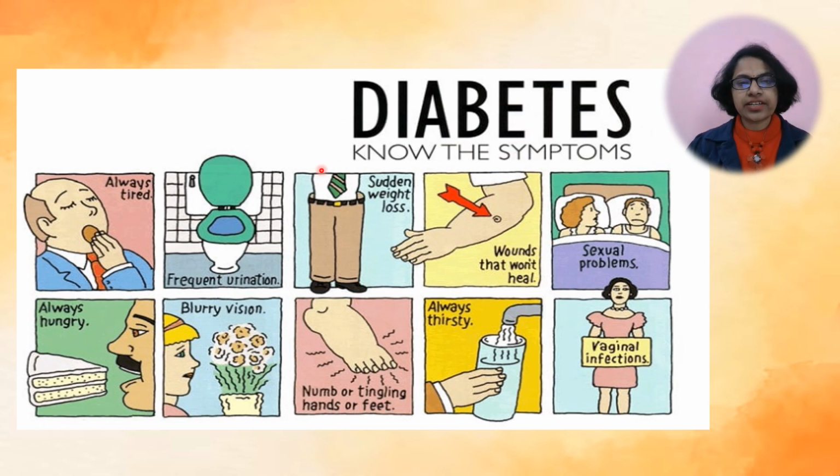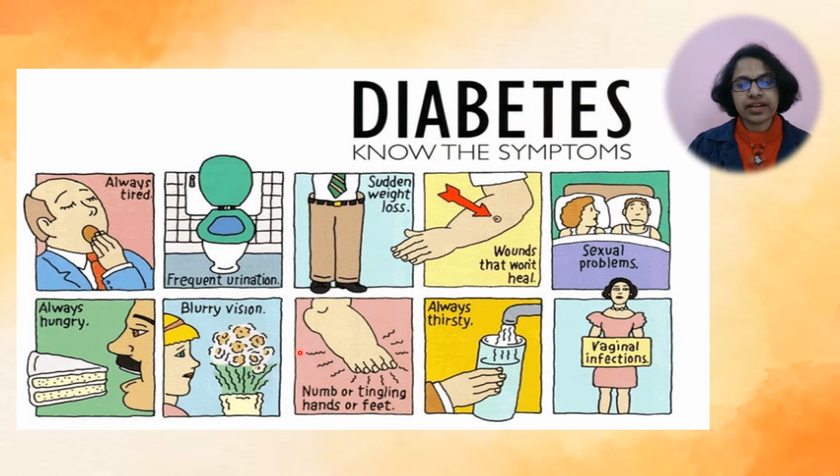In the picture, you can see some of the symptoms. The person may always be feeling tired, with frequent urination, sudden weight loss, and wounds that won't heal. Usually, as a complication, a diabetic patient may develop diabetic foot or diabetic foot ulcer. In such cases, the healing process may be delayed, and some personal problems may arise. Always feeling hunger, blurred vision.